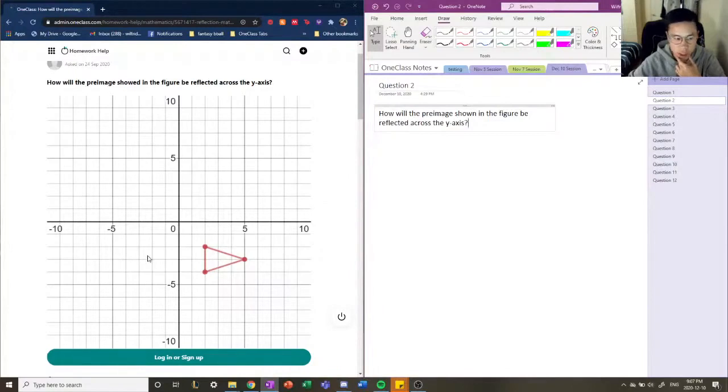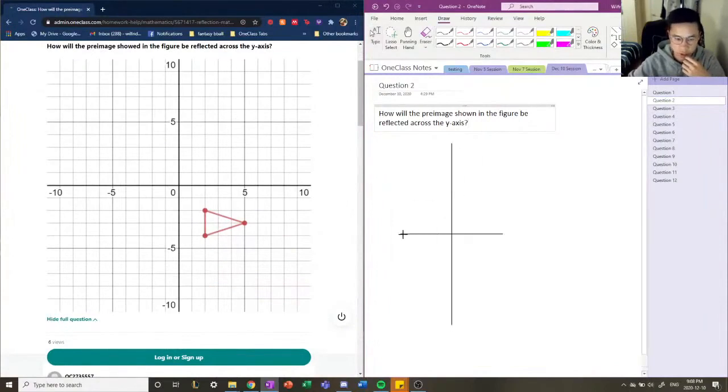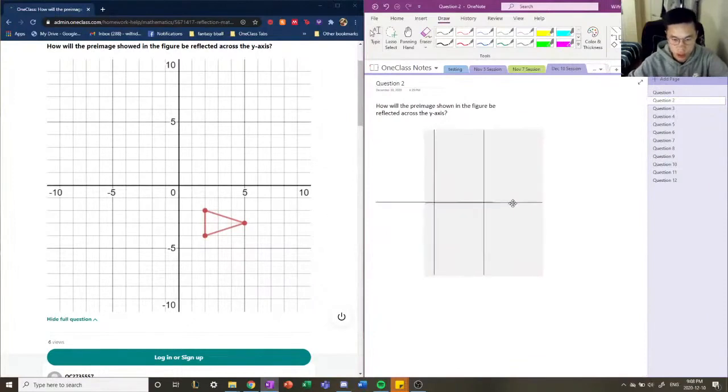So reflection means that we flip it across the axis that we choose, but we maintain the distances of the vertices respective to its axis. So what does that mean here? Okay, so we see here on our grid, and I'll try to draw out a grid for you guys too, so we have it all set up together. Let me scoot this over here.